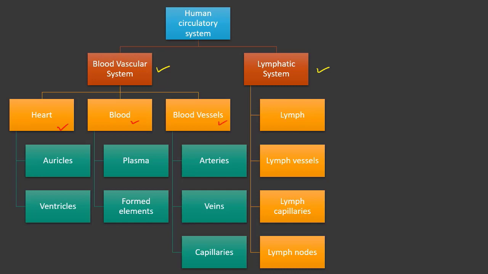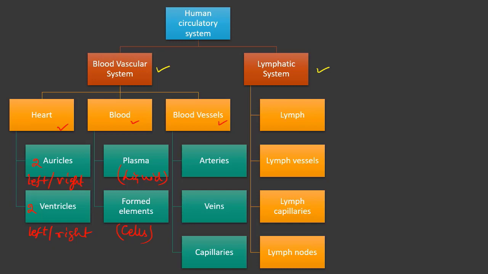The heart consists of auricles and ventricles. There are two auricles and two ventricles, that is, both the left and the right auricle, and similarly the left and the right ventricles. Now the blood consists of the plasma, which is the liquid portion of the blood, and the formed elements, which is basically the cells, we can say, right? We have different types of cells that we're going to see in a minute.